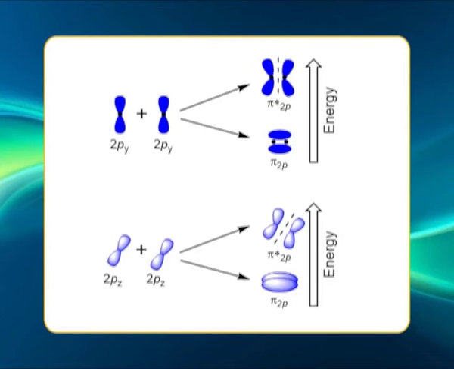Third, overlapping of atomic orbitals results in the decrease of energy and formation of covalent bond. Fourth, the strength of covalent bond depends upon the extent of overlapping. The greater the overlapping, more is the energy released and consequently stronger will be the covalent bond.